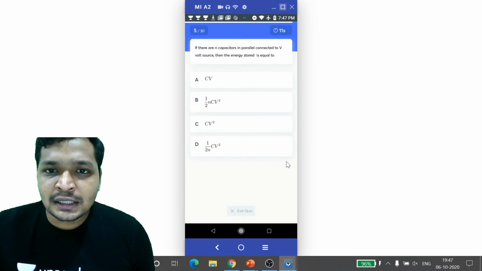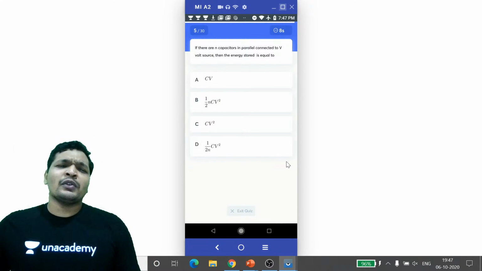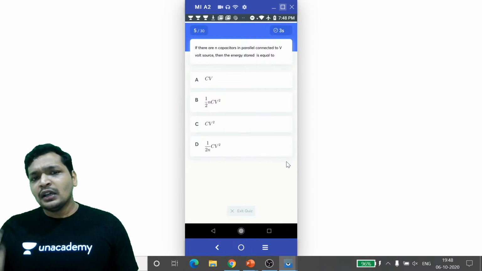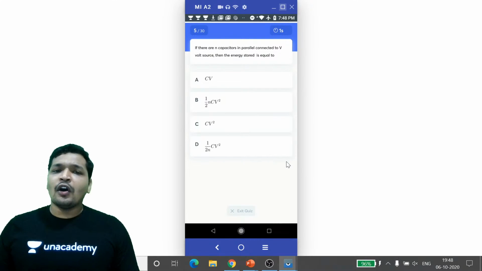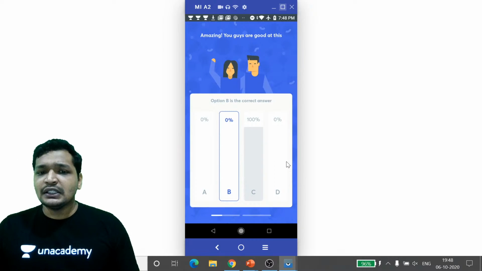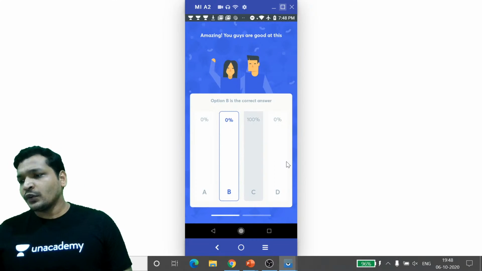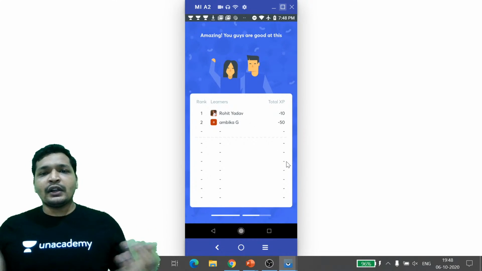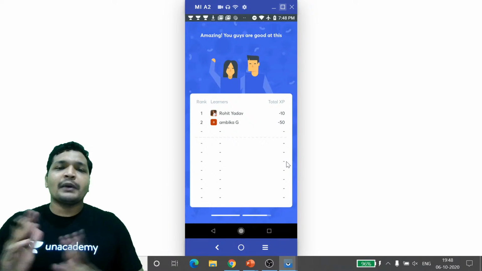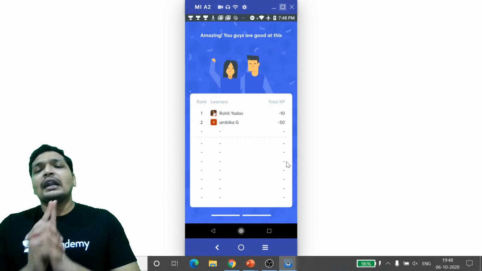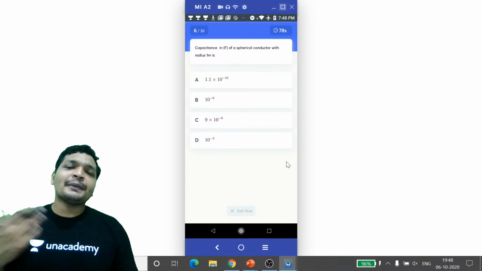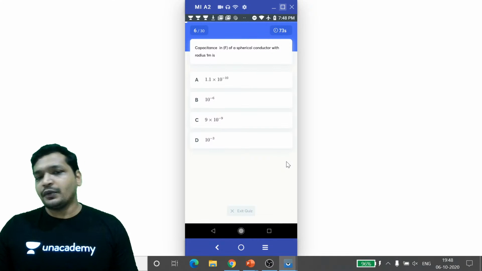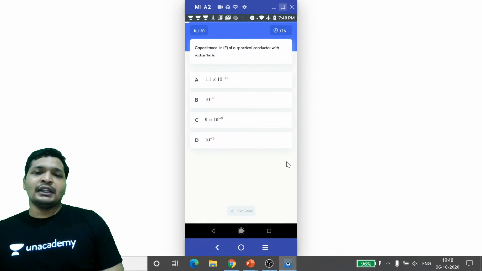And there are n capacitors connected in parallel. What would happen to the energy stored? What would happen to the capacitance? N into C. So the energy is going to be half of NCV square. It should have been B. Okay, the capacitance has become n times. They are in parallel, guys. Do remember, if in parallel, the same amount of voltage would appear across the plates of each capacitor, and n times that energy will be stored. One capacitor is going to be half CV square, and n capacitors it's going to be n by 2 CV square. Yes, Ananya, that was an important thing, guys.